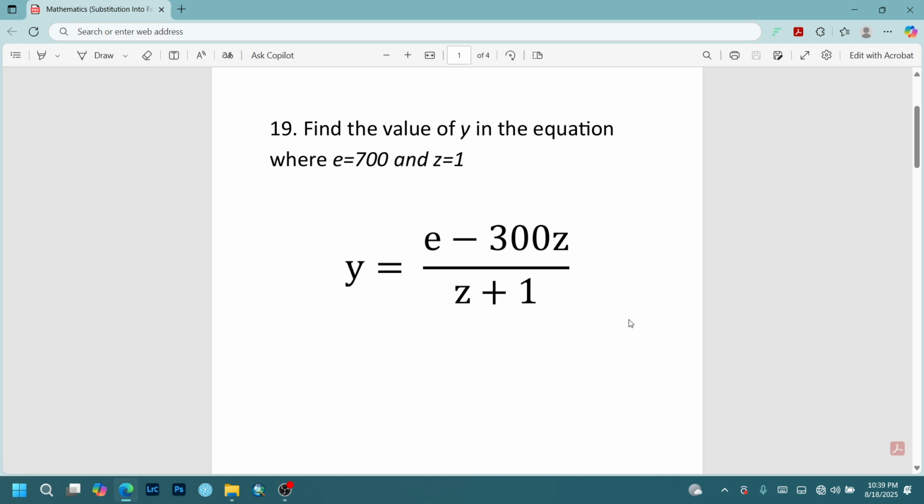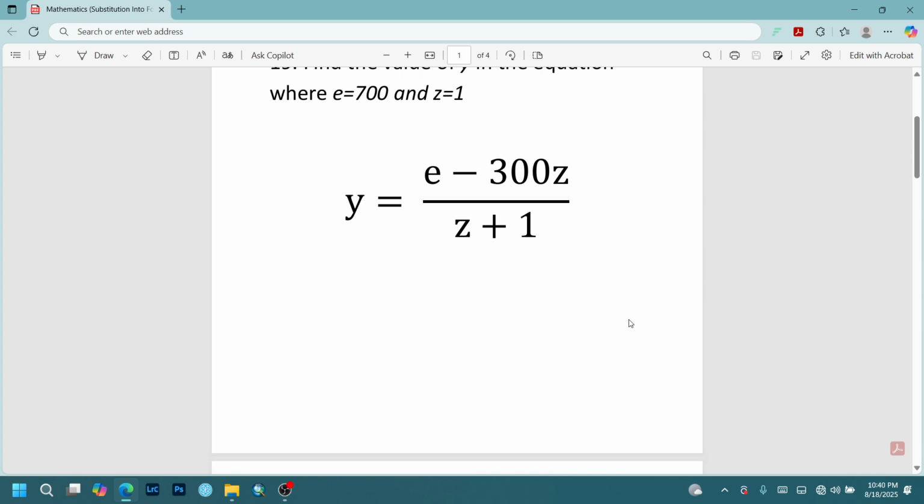In today's video, we will be solving a practical substitution into formula question in mathematics, right? So let's quickly delve into the question. This is series 19 and our question for the day is: find the value of y in the equation where e equals 700 and z equals 1, right? So our given equation is y equals the fraction e minus 300z over z plus 1, right?